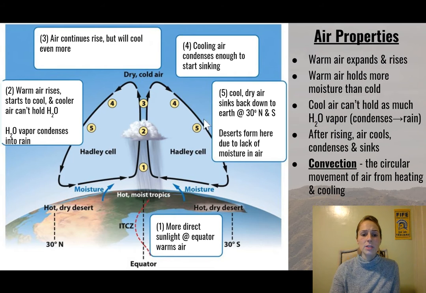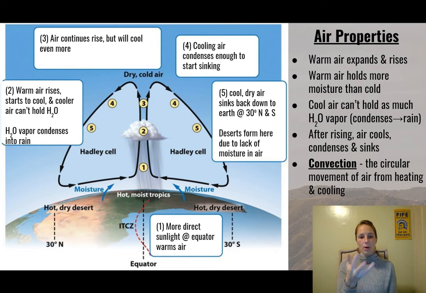So by the time we get here, this is really dry air, and as it comes down, it's going to form deserts. As it gets warmer as it comes down, it'll end up being warm air that hits this point, but it's dry. And that's why we get deserts in this area.